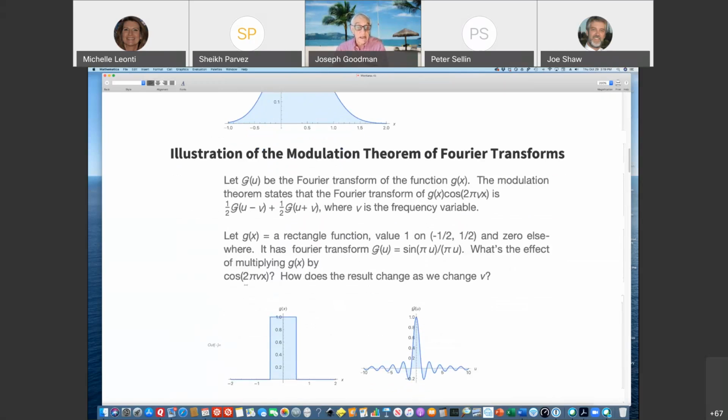So to illustrate, let's let g of x be a rectangle function. That is value 1 on minus 1/2 to 1/2. There it is, minus 1/2 to 1/2, height 1, and 0 everywhere else. That function has a Fourier transform, capital G of u, which is a sine pi u over pi u function, the so-called sinc function. And that function is illustrated here as a function of the frequency variable u.